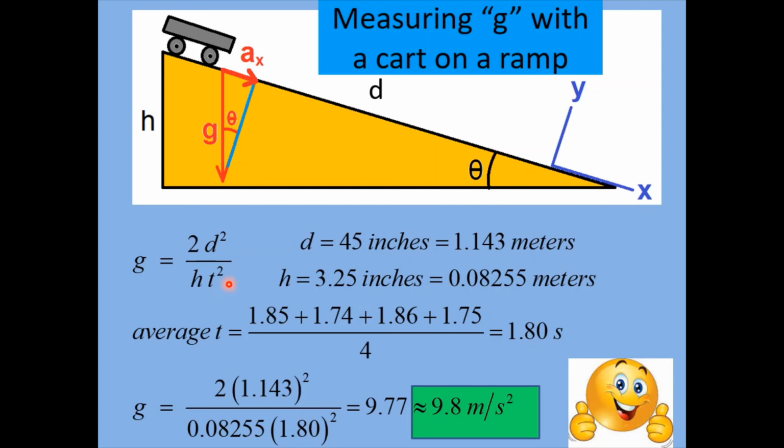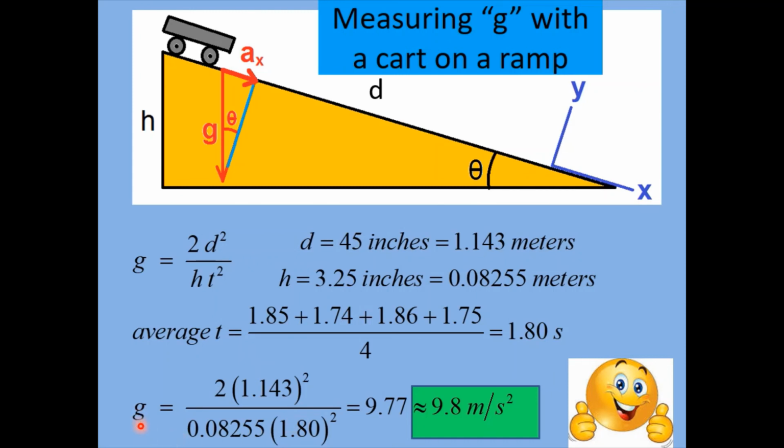In the demonstration, you saw that I did the experiment 4 different times. It's always a good idea to do multiple trials to try to eliminate as much error as possible in measuring the times. So these were the 4 times. We had 1.85 seconds, 1.74, 1.86, and 1.75. If we add all those together and divide by 4, we get an average time of 1.80 seconds. So that's what we're going to plug in for t squared.